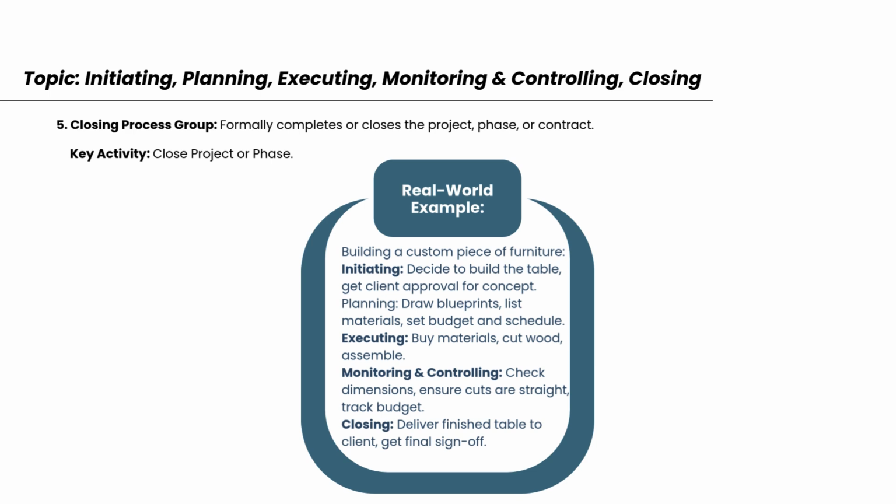Real-world example. Imagine building a custom piece of furniture. Initiating. You decide to build the table and get client approval. Planning. You draw blueprints, list materials, set budget and timeline. Executing. You buy materials, cut wood, and assemble the table. Monitoring and controlling. You check dimensions, ensure cuts are straight, and track the budget. Closing. Finally, you deliver the table to the client and get their sign-off.